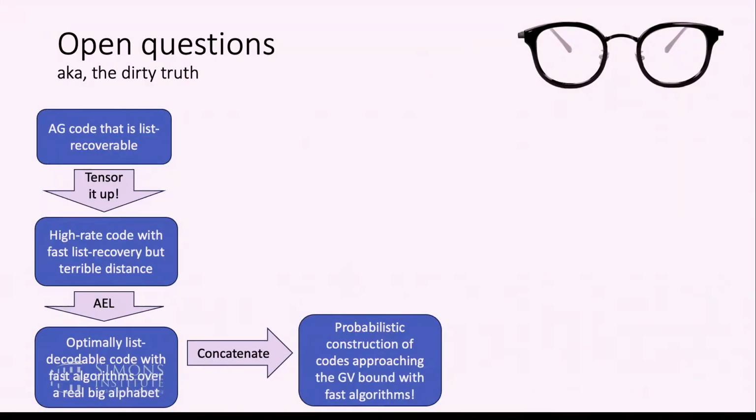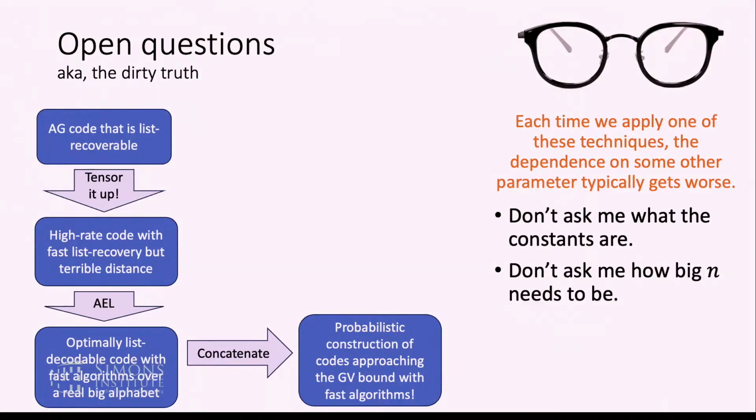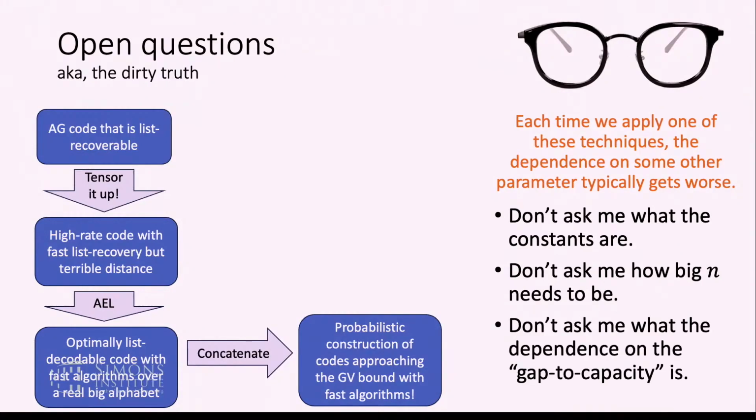So the dirty truth is that basically each time we apply one of these techniques, they're very cool and very powerful, but every time we apply one of them, the dependence on some other parameter that we don't like to talk about typically gets worse. So for all of those glowing punchlines that I said on the previous slide, don't ask me what the constants are, don't ask me how big n needs to be, and please don't ask me what the dependence on the gap to capacity is. Right? So if the rate is going to be epsilon off from the Gilbert-Varshamov bound, what's the dependence on epsilon?